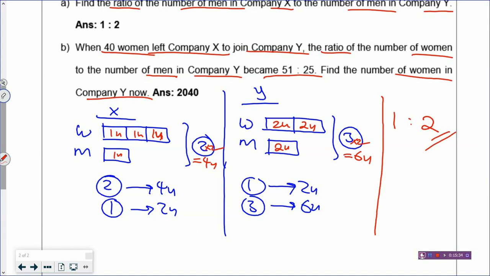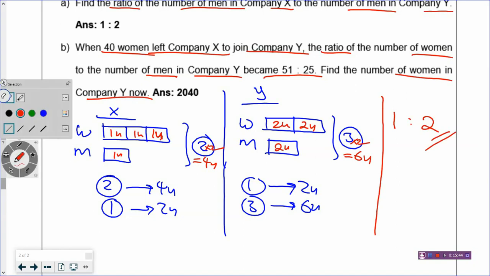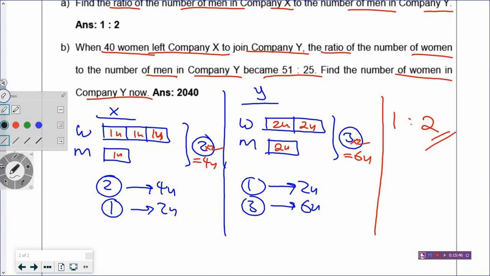Okay, now 40 women left company X to join company Y. Then this is a before and after. Every time it's a before and after, what must you do? You must always think what is unchanged. So if the women left company X to join company Y, then what is unchanged? The men in both companies are still the same. Am I correct? Men is unchanged. Alright. Then the women to the men in company Y became 51 is to 25.